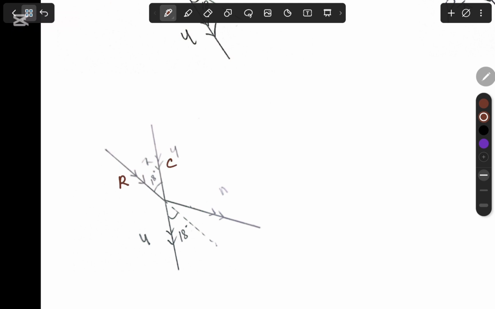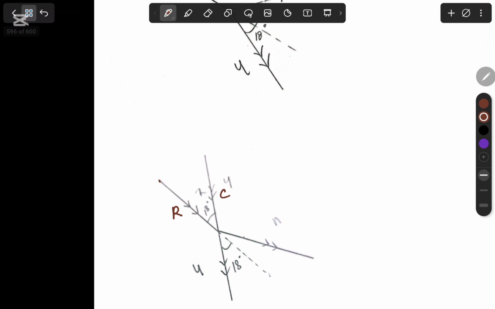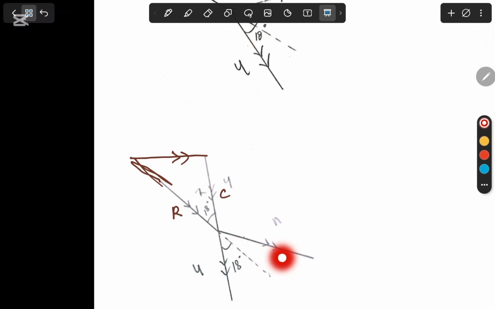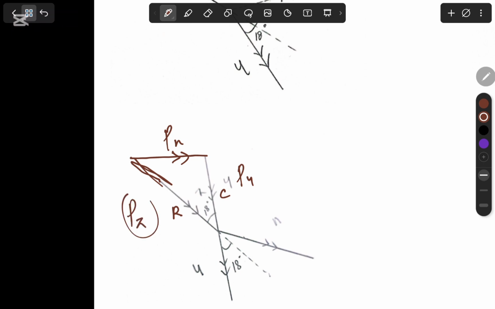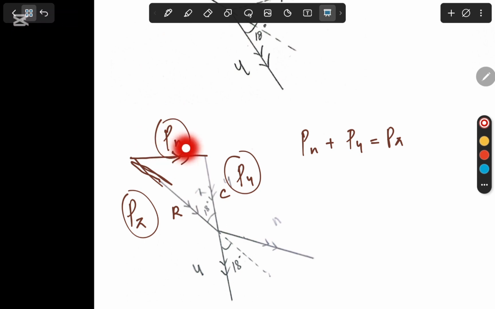This is the component. And now what I can see here is that, let me just extend this a bit. We need another component here as well, and that's going to be like this. That component is the momentum of the neutrino. So the momentum of the neutrino, the momentum of the muon, the momentum of the pion. Now you can see the vector equation makes sense. Momentum of the neutrino plus the momentum of the muon gives the resultant, the momentum of the pion. So I hope that's clear.